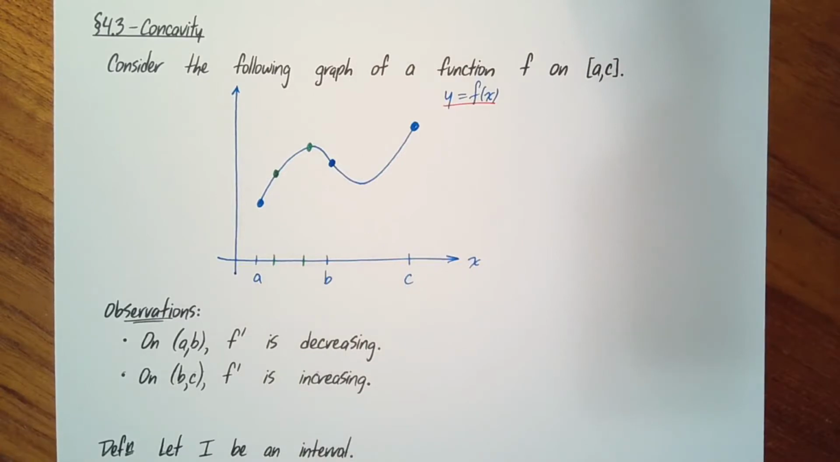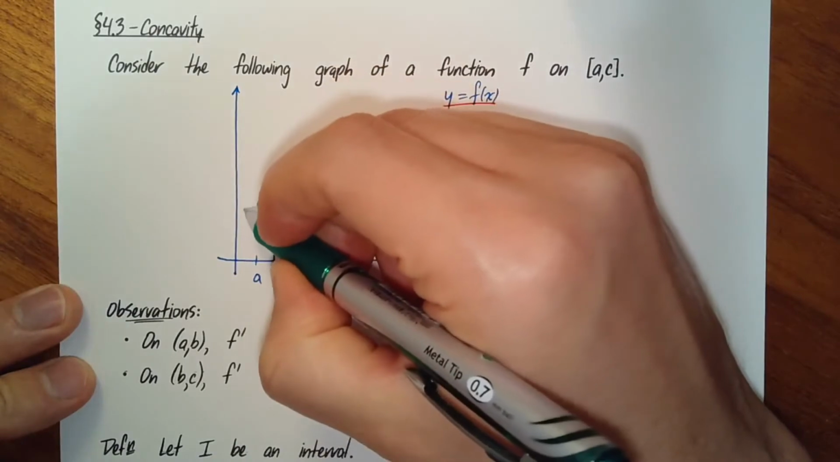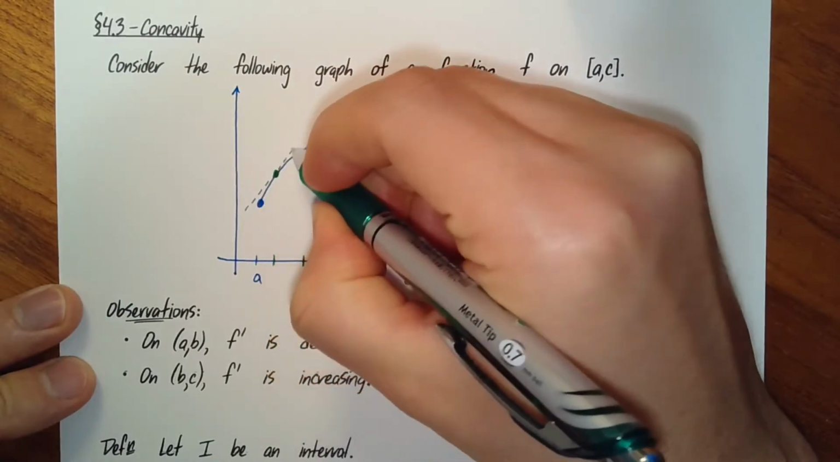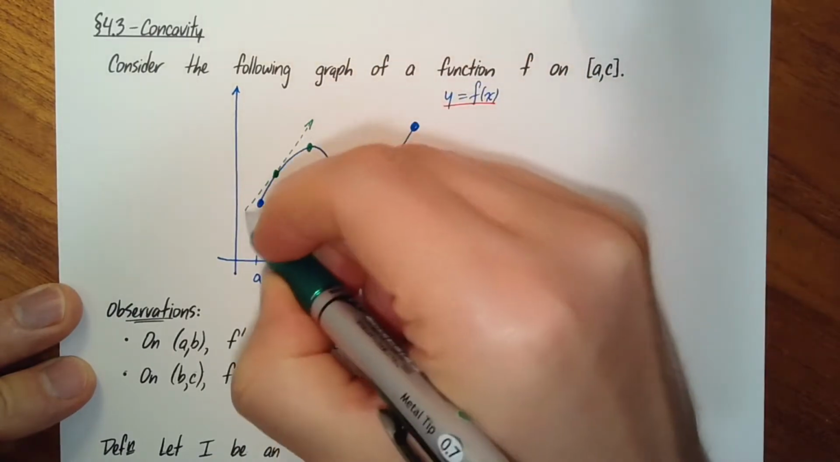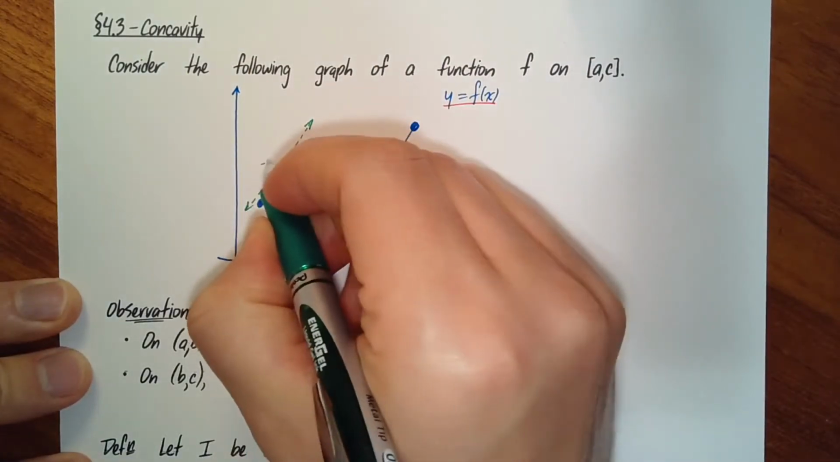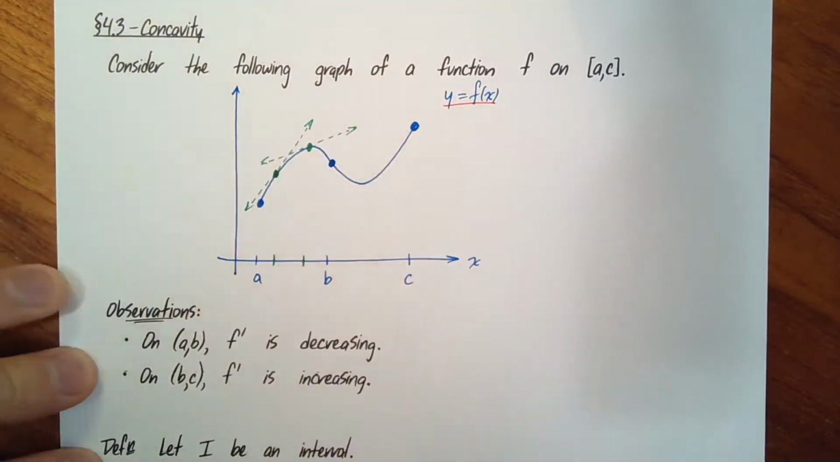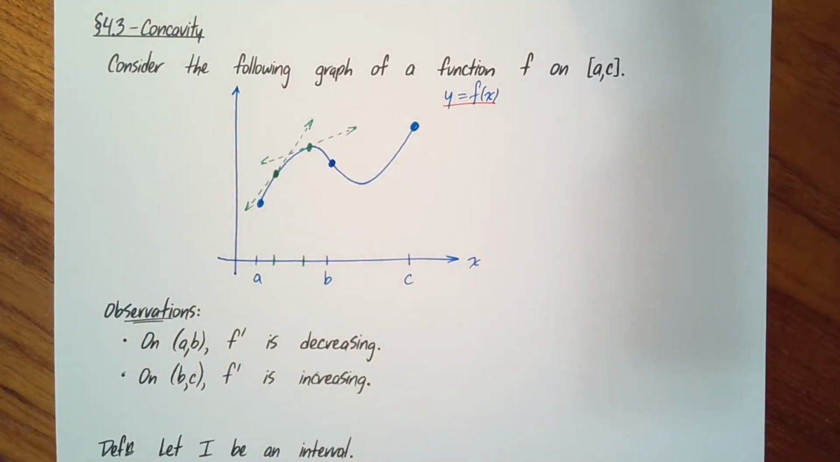Let's just get a rough sketch of what the tangent lines at those points would look like. So that's one of the tangent lines. And then I can draw the tangent line at this point. It's going to look something like that. Okay, well, what observations can we make?